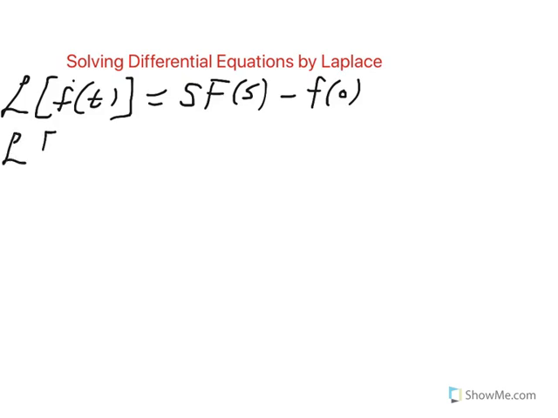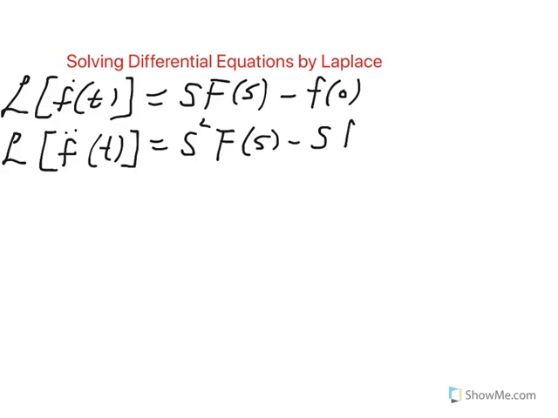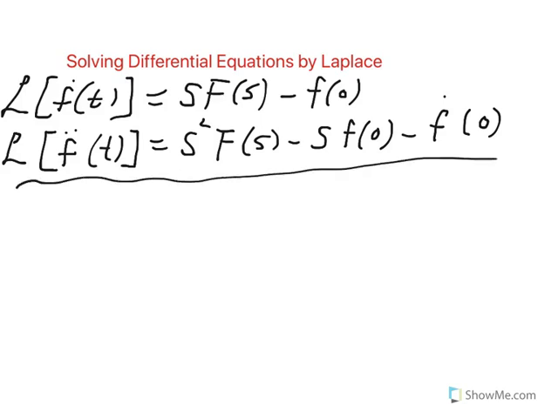Similarly, the Laplace of the second derivative, f double prime, is s squared F of s minus s f of 0, minus f dot of 0. So f dot is the condition on the derivative of f at t equals 0. Based on that, let's go ahead and solve the differential equation.